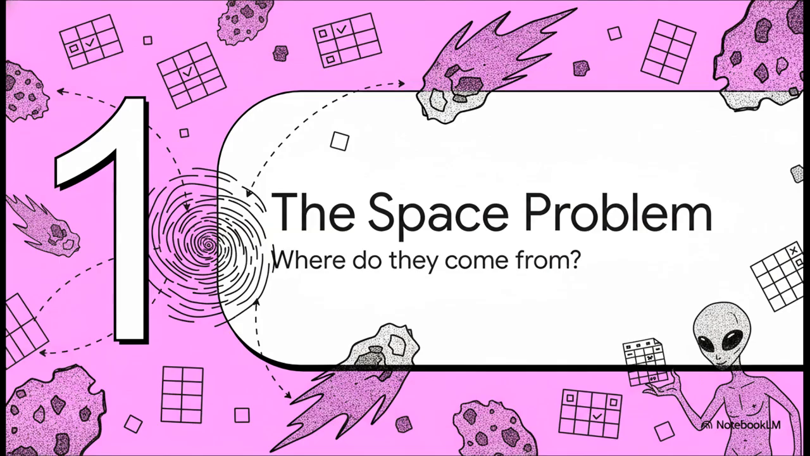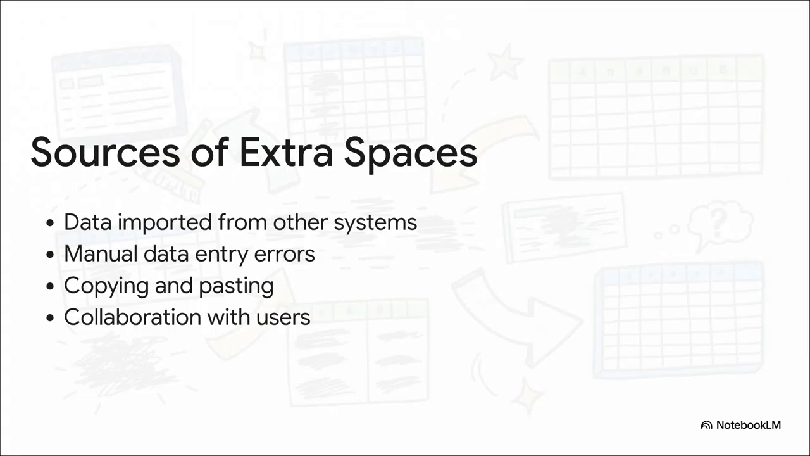All right, first things first, let's get to know our opponent, the rogue space. You know what they say, to defeat the enemy, you've got to understand where it comes from. These pesky spaces, they can sneak in from just about anywhere. Data imports are a huge culprit. Simple typos, copying and pasting from a website, you name it. And they show up in a few different ways. You've got leading spaces before your text, trailing spaces after it, and the really annoying ones, extra spaces right in the middle of your words.